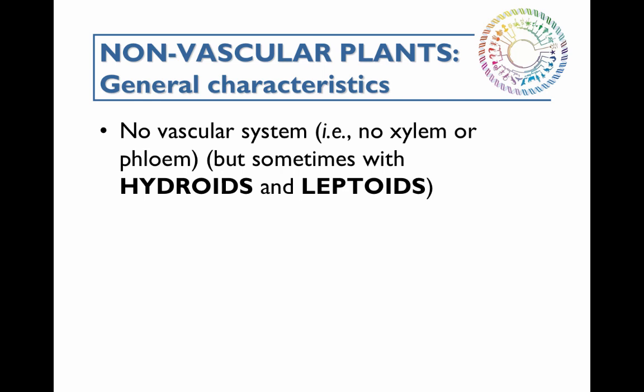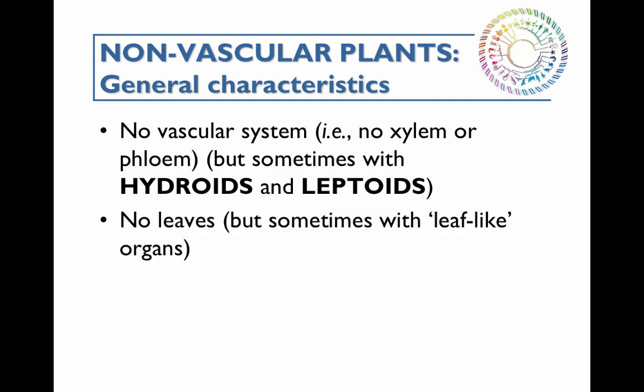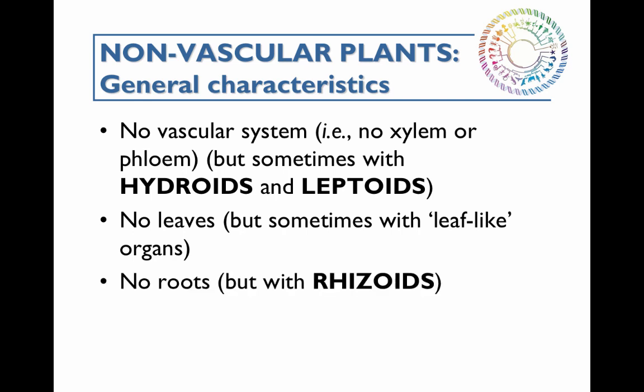Another characteristic feature of non-vascular plants is that they do not have leaves. Now, leaves by definition have a vascular system. And since we are talking about non-vascular plants here, there cannot be leaves because there is no vascular system. Some of these non-vascular plants have leaf-like organs, but whenever I use that term, I always put it in inverted commas because they are not true leaves. And in much the same way, non-vascular plants do not have roots, because roots by definition, again, also include a vascular system.